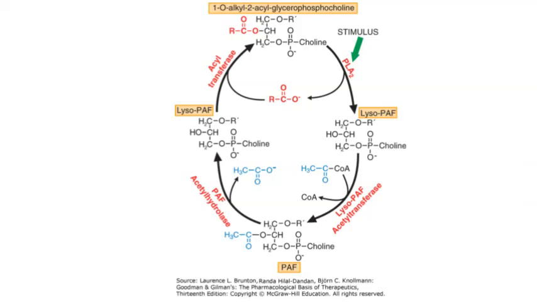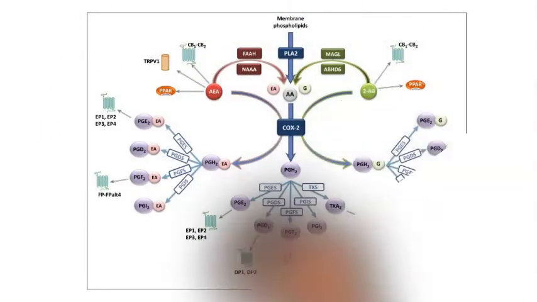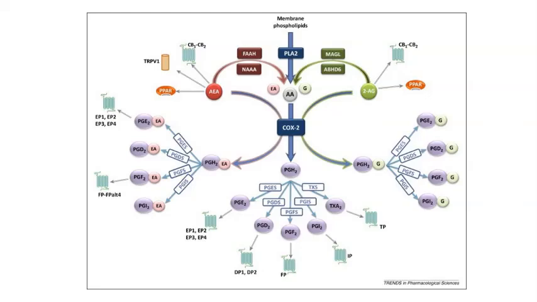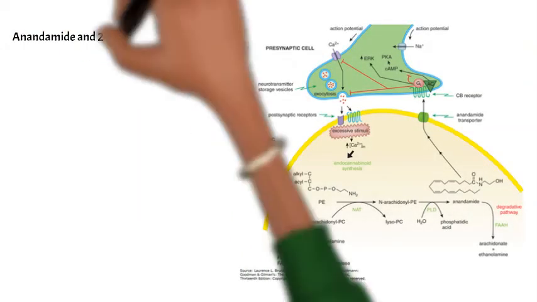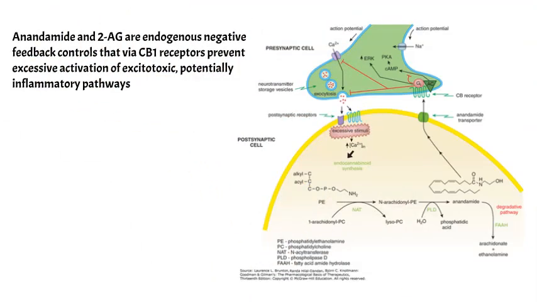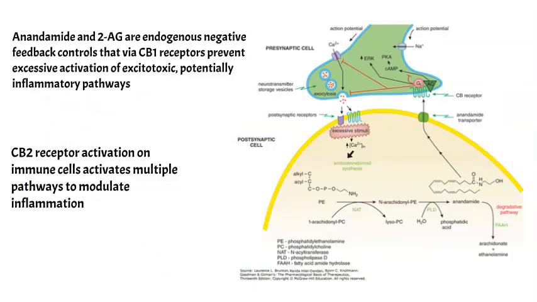Fatty acid signaling plays a key role in the inflammation that underlies cardiovascular disease. To make it even more complicated, the endocannabinoid system is part of this whole scheme. Anandamide and 2-arachidonoylglycerol are endogenous native feedback controls that, through our cannabinoid 1 receptors, prevent excessive activation of excitotoxic, potentially inflammatory pathways, often gated by glutamate NMDA receptors. Our CB2 receptor activation on immune cells activates multiple pathways to modulate inflammation.